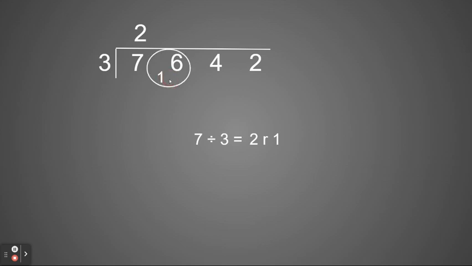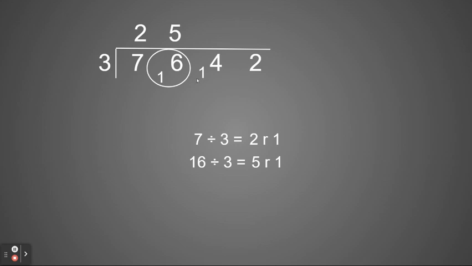Then I'm going to circle that remainder and the next number in the dividend. Those two numbers are going to make up my new digit that I'm dividing by. So now I'm going to have 16 divided by 3. So I know 3 can go into 16 5 times with 1 left over. So again, my 5 is going to go above my 6. And my 1, my remainder, is going to go in front of the next number in my dividend.